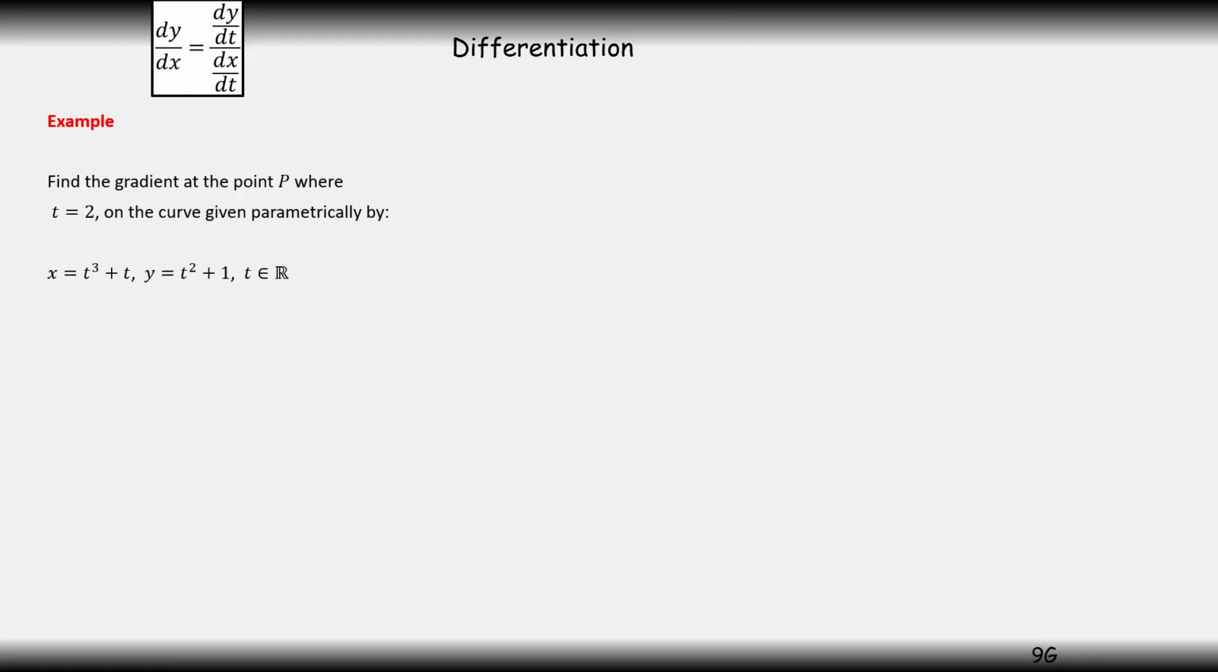Okay, so in this example it says find the gradient at the point P where t is 2 on the curve given parametrically by x equals t cubed plus t and y equals t squared plus 1 with t in the reals. So let's take our y function. y is equal to t squared plus 1. We differentiate y with respect to t. We get 2t. And we're given that x is equal to t cubed plus t. So differentiate x with respect to t. We get 3t squared plus 1.